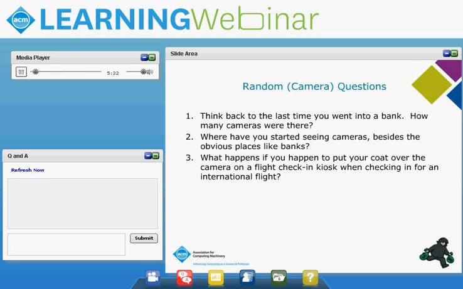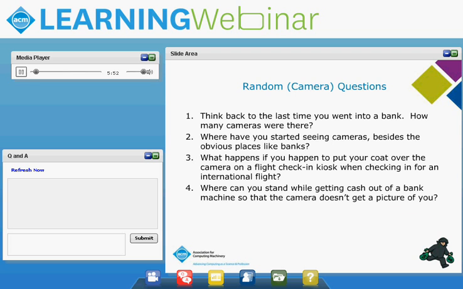I went to fly on Delta at one point, and I went to the kiosk. It was an international flight, and they had a kiosk where I could get my boarding pass, and it had a camera on it. If I put my coat over the top of the kiosk and just leave the arm hanging down so it blocks the camera, what happens when I try to check in for that flight? Or you're at a bank machine. Where can you stand to get cash out of the bank machine so that the camera on the bank machine does not get a picture of you? So that's looking at questions with a camera.